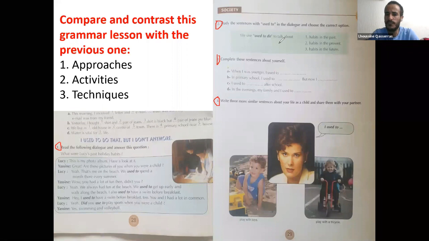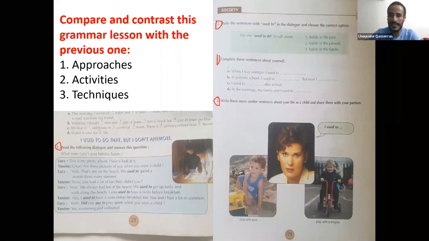Students are going to observe, are going to highlight the form or the use. To highlight what? The form or the use, or both. The two. We used to is the form. And number two or number three or number one, habits in the past, is the use. We are highlighting the form and the use. Okay, number three.